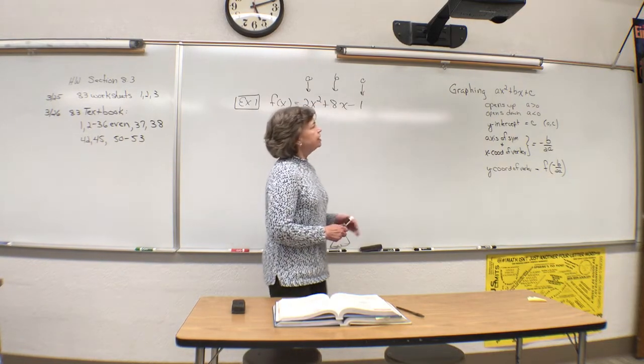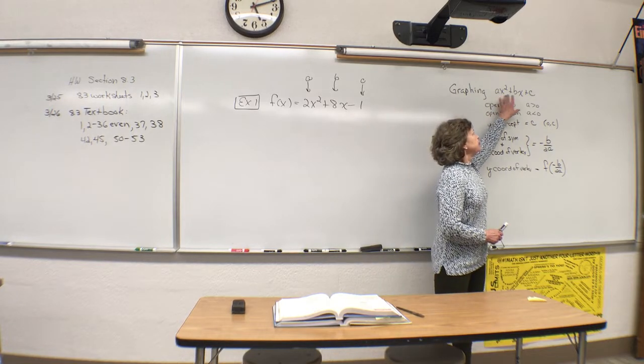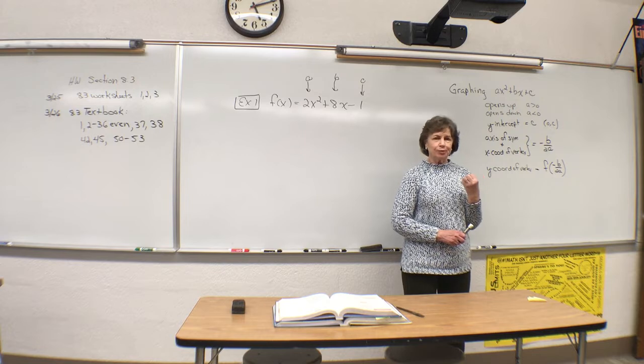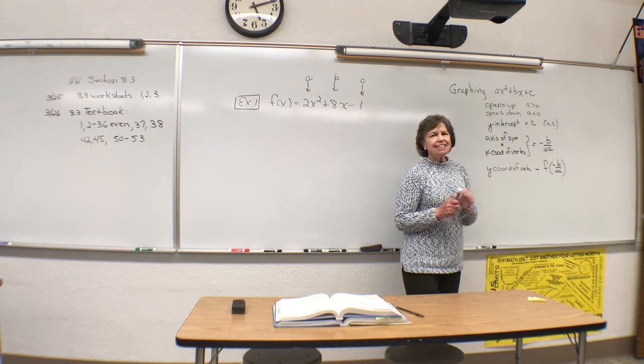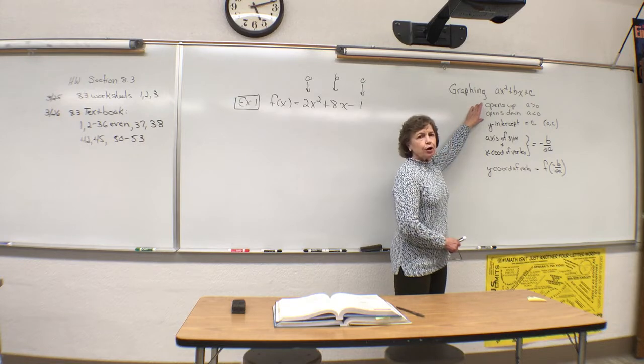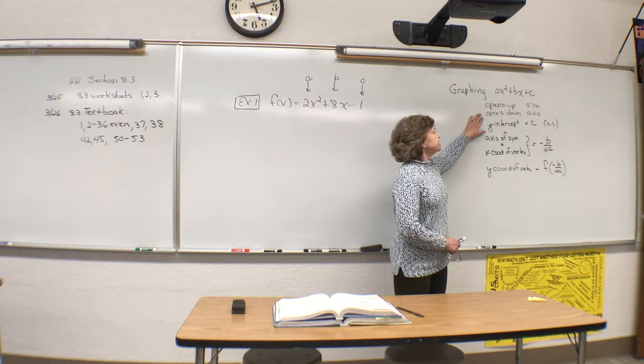Today we're graphing quadratic equations in standard form, ax squared plus bx plus c. So now we have that middle term to worry about. Things that you already know: if a is positive, greater than 0, it opens up. And if a is negative, that leading coefficient is less than 0, then that parabola will open down.